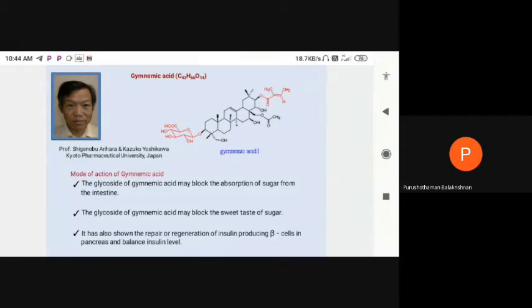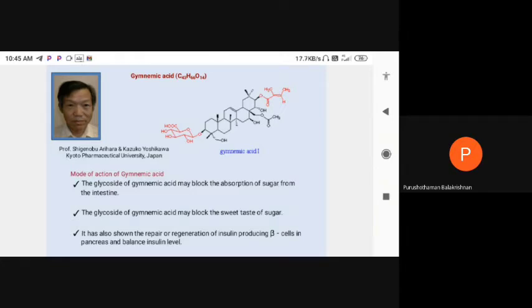In addition, in our work, the gymnemic acid compound is a pentacyclic triterpenoid. There are around 18 types of gymnemic acid, of which types 1, 2 and 4 have more effect than the others. This is Professor Yoshikawa and Arihara, and these are the group members. They are from a pharmaceutical university in Japan. The professors give me the standard compound of gymnemic acid for our entire research work.